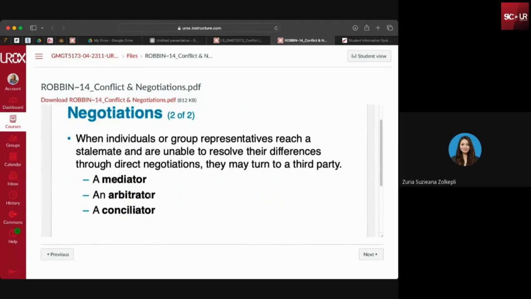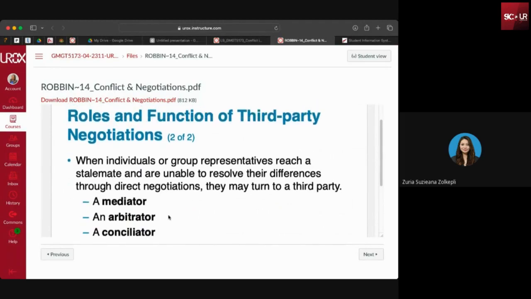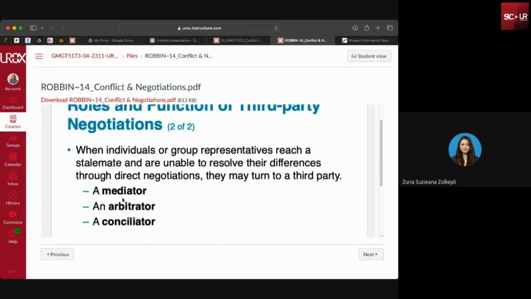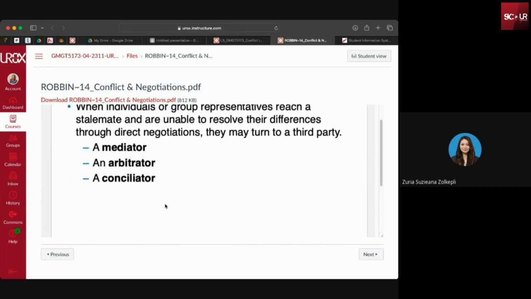A mediator, an arbitrator, and conciliator. The functions of third party in negotiation. So when individual ataupun group representative reach a stalemate, maksudnya macam dah tak tahu nak pergi mana, and are unable to resolve their differences through direct negotiation, they might turn to a third party, which we call mediator, arbitrator ataupun conciliator. Nampak macam sama tapi ada a little bit differences lah. So a mediator, arbitrator, conciliator ni, the first one kita tengok mediator.